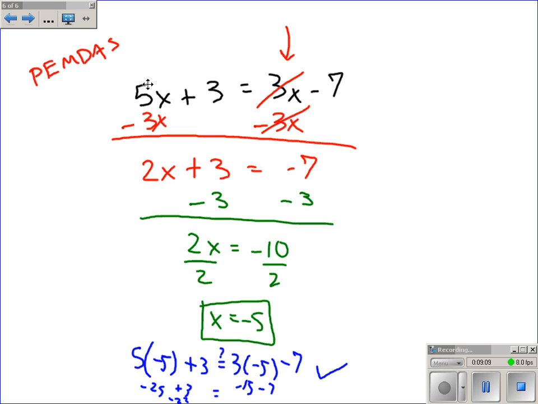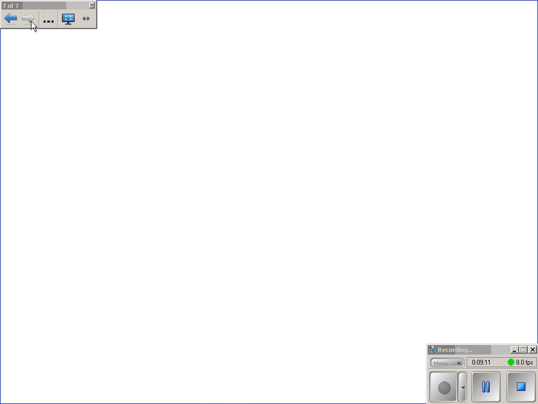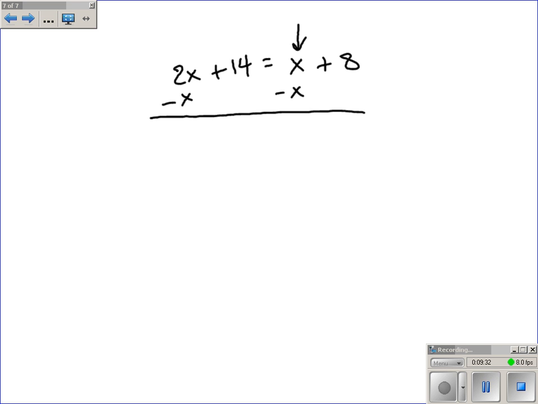Okay, I'll just give you one more. Let's do a problem like 2x plus 14 is equal to x plus 8. Again, I need to combine my x's together and my numbers together, and I will move the smaller x. Okay, so this is the smaller x. I'll move that to the other side by subtracting x from both sides. This cancels. 2x minus x is equal to x, or 1x, plus 14 is equal to 8. I will then move my 14 by doing the opposite of adding 14, which is subtracting 14.